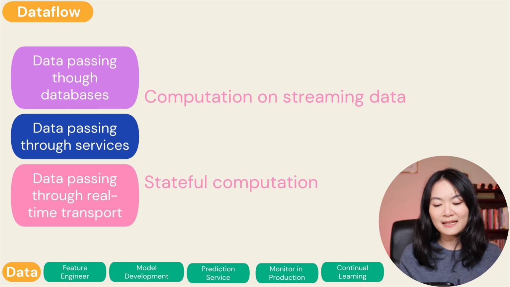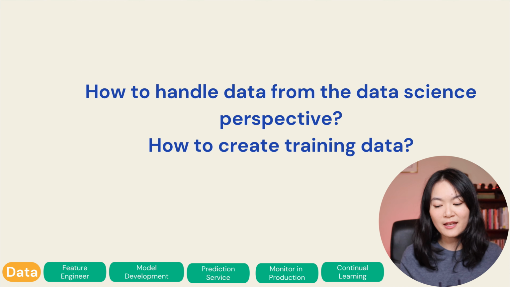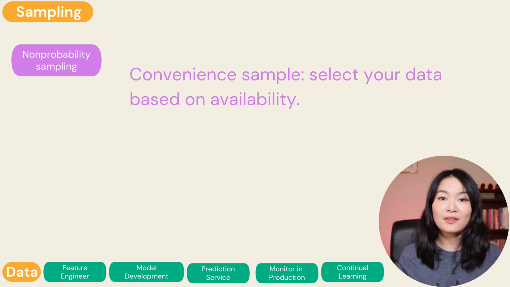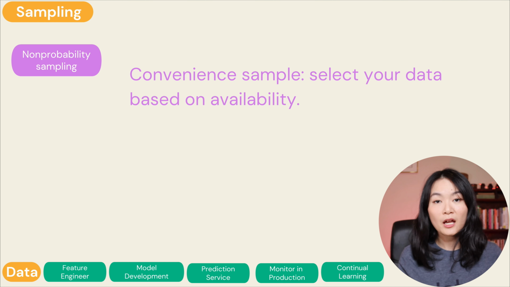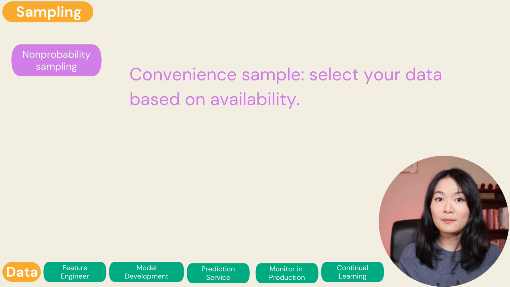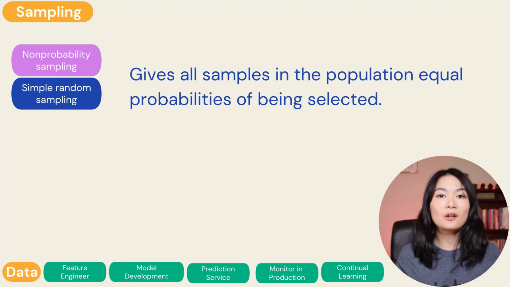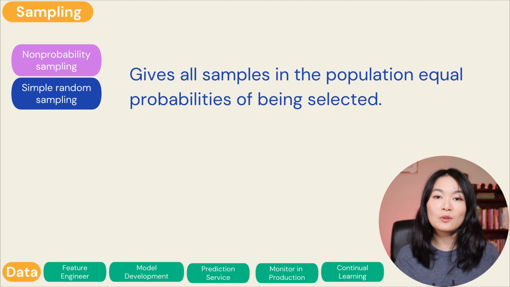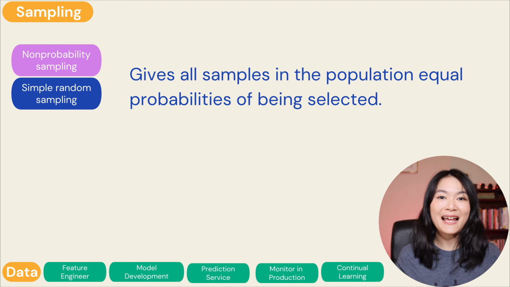The second part of the data section talks about how to handle data from the data science perspective and how to create training data. There are several sampling methods for creating training data. First is non-probability sampling. One popular method of non-probability sampling is convenience sampling, where you select your data based on availability. Simple random sampling gives all samples in the population equal probabilities of being selected. However, samples in a rare class are unlikely to be selected.